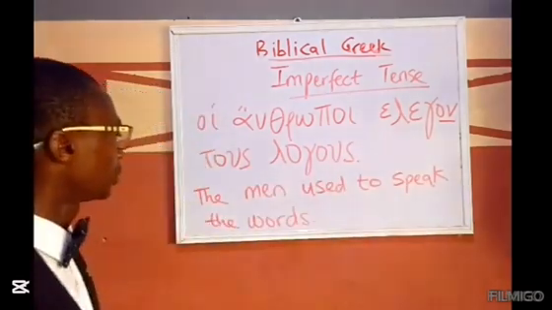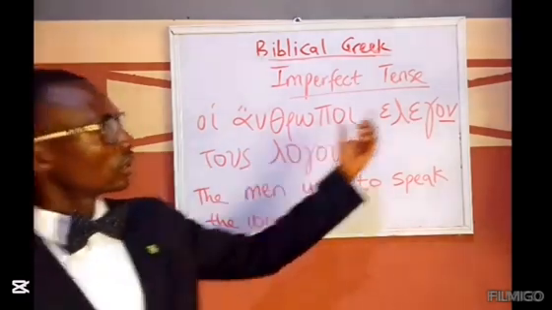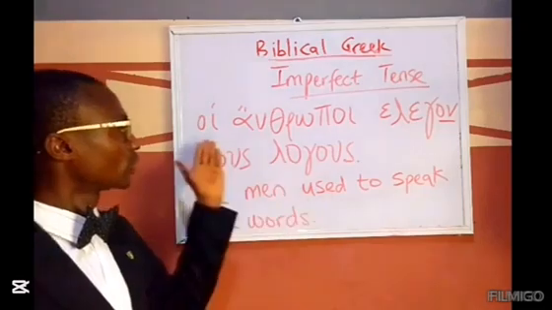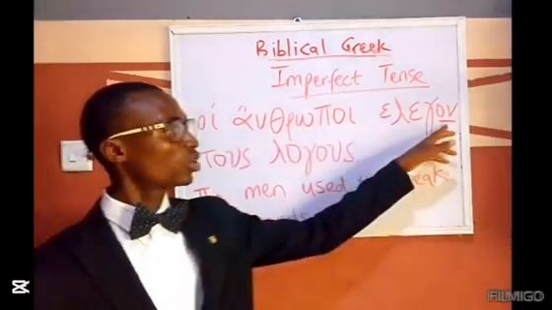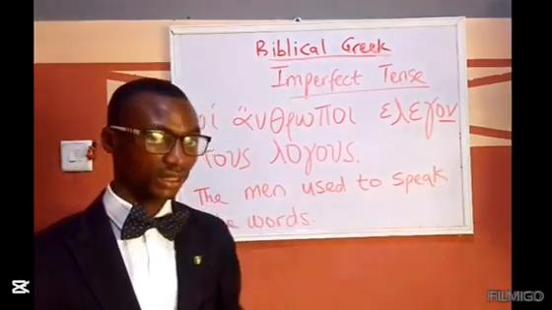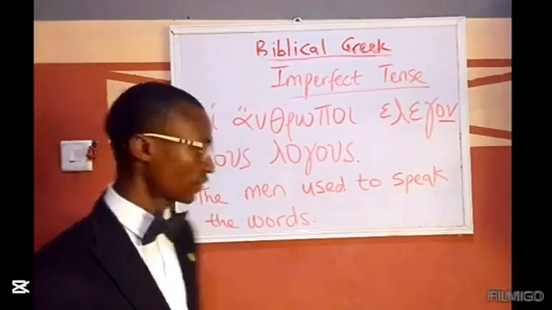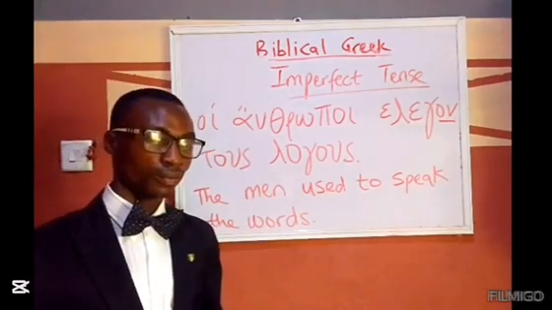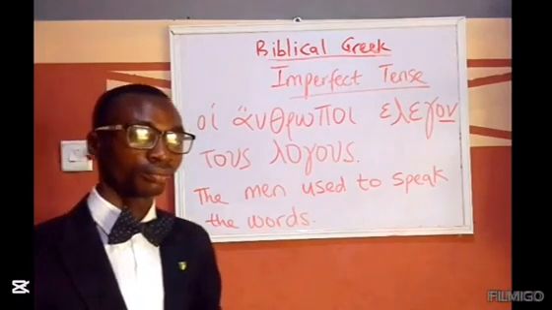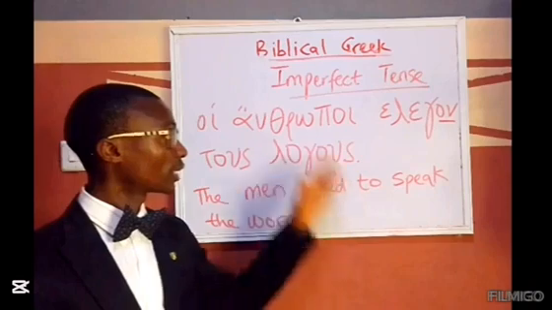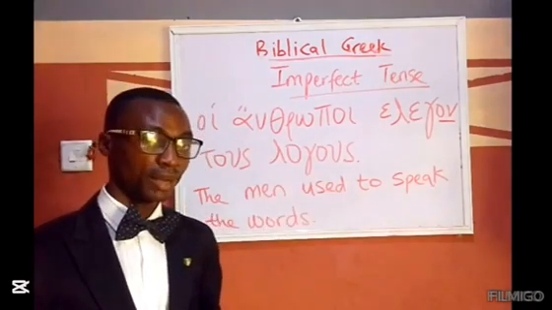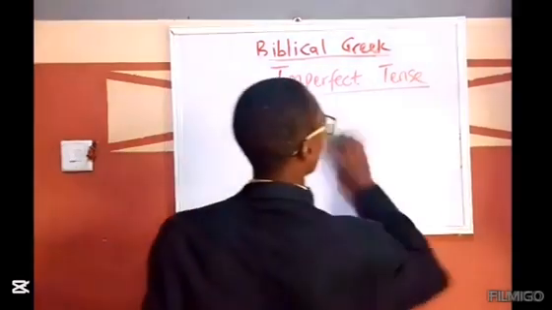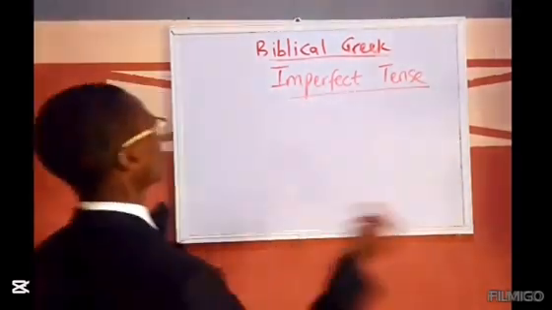That's just it. So this shows the ending can easily be interpreted well when you understand the context. The context will determine whether it should be interpreted as first person singular or third person plural. I believe this is very clear. Right, so let's check a few vocabularies in Greek. Then we have a few exercises before we wrap up the imperfect tense in biblical Greek.